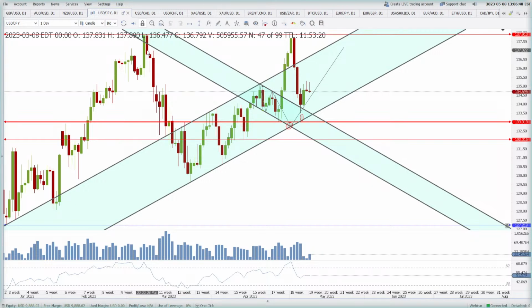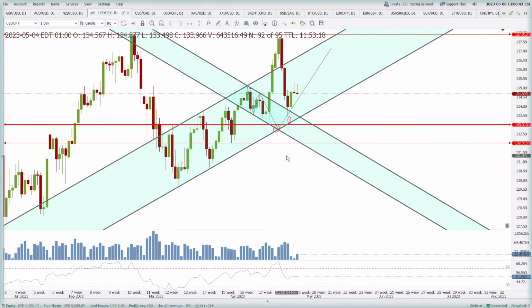I may be wrong here, but you see, after a push down, if the price does something like this, just understand that once there is a push down and then something like this happens, that is an indication that the price is going to go south. So I am bearish right now on the USD JPY, but I am not selling this market until and unless it trades below 133.01.